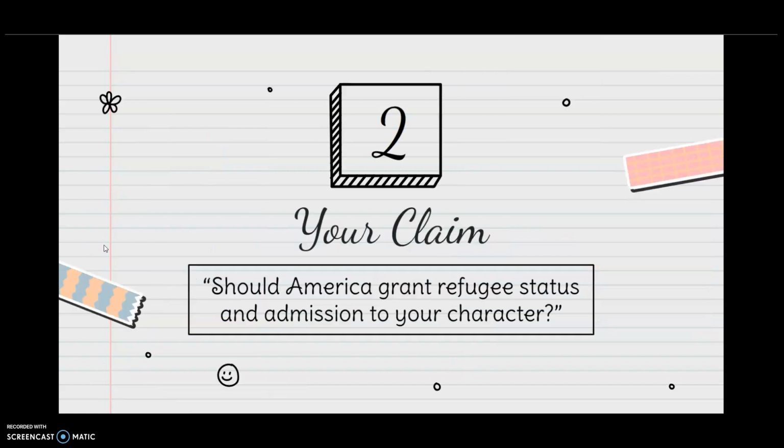So step number 1, you're writing the name of one of those two characters. Isabel is not an option. Number 2, for your claim, you are just rewriting this question as a statement. The question says, should America grant refugee status and admission to your character? For example, if I chose Mahmoud, I would say, America should grant refugee status and admission to Mahmoud, period. You would do the same sentence, replacing the name with Joseph for the other option. This second step should be extremely easy. You're just rewriting the question as a statement.